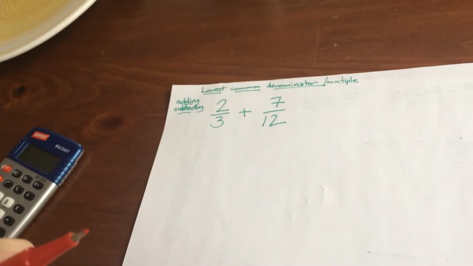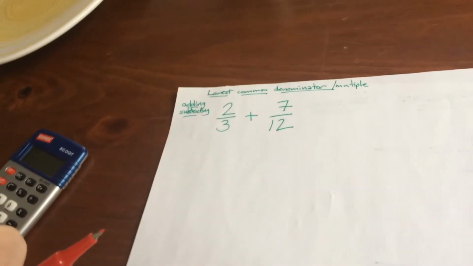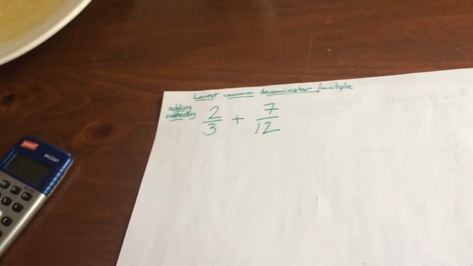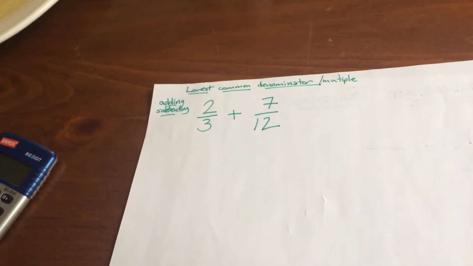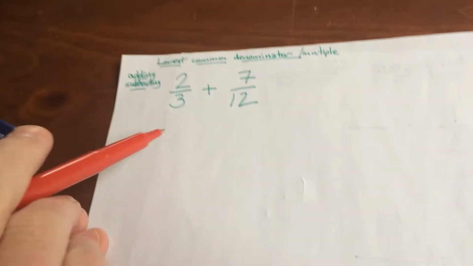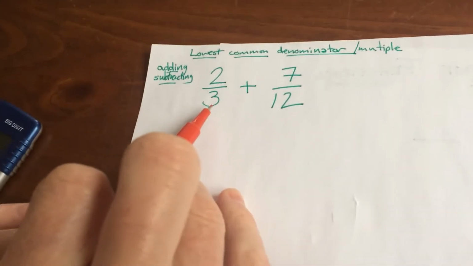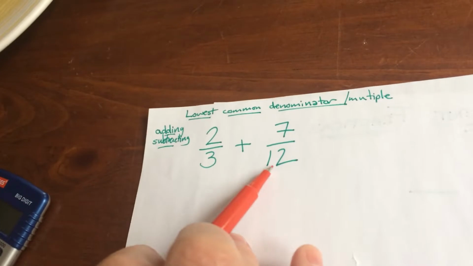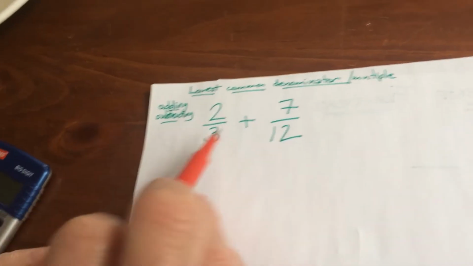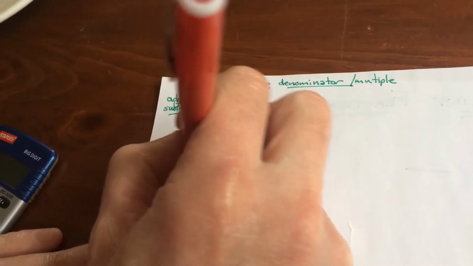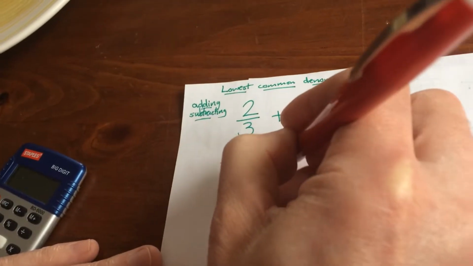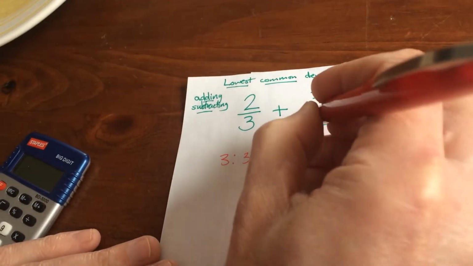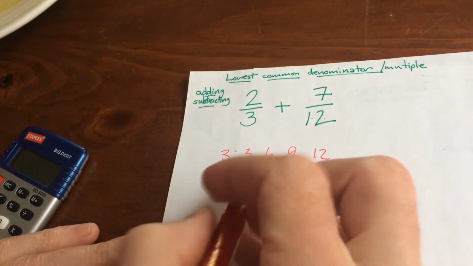All right, good morning. Last week we were working on lowest common denominator or multiple and greatest common factor. Let's just do a quick review. For the lowest common denominator, I want to match my denominators, my bottom numbers. I'm going to do my multiples: 3, 6, 9, 12. This is already a 12, so I've matched it.